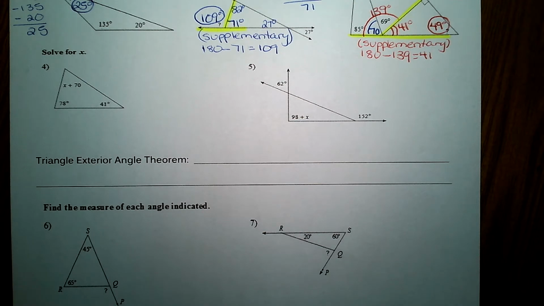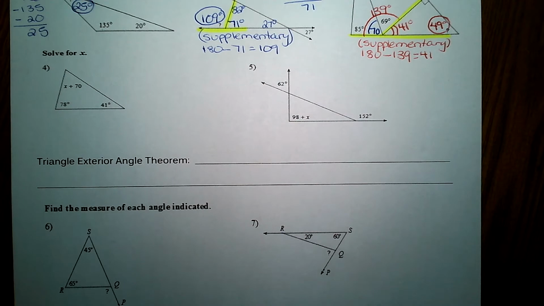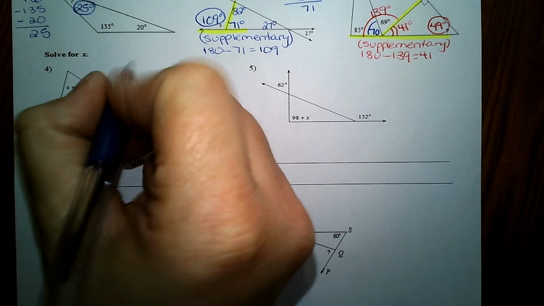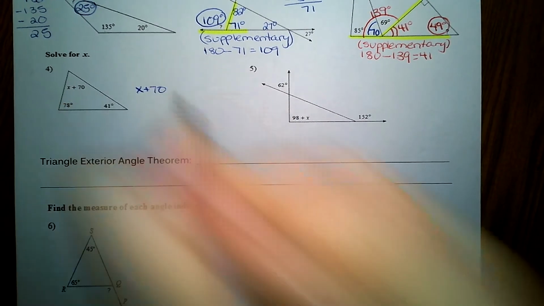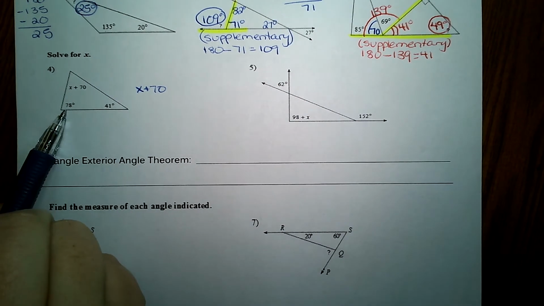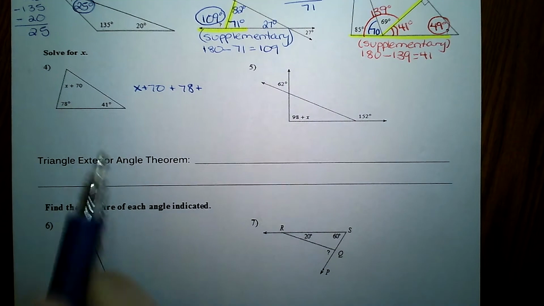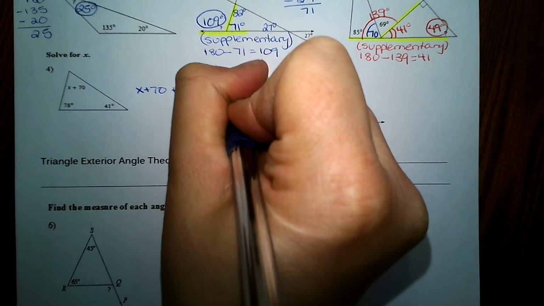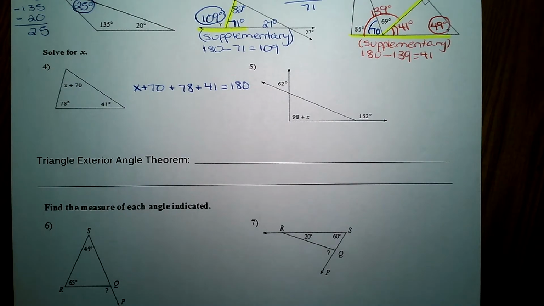In fact, the only thing I know is that all 3 angles of this triangle have to add up to 180 degrees. So this is the equation I'm going to use. Angle number 1, x plus 70, plus angle number 2, 78, plus angle number 3, 41, has to add up to 180 degrees.